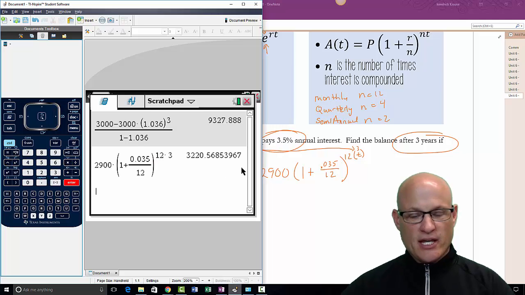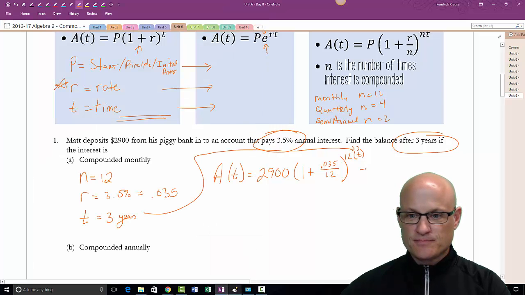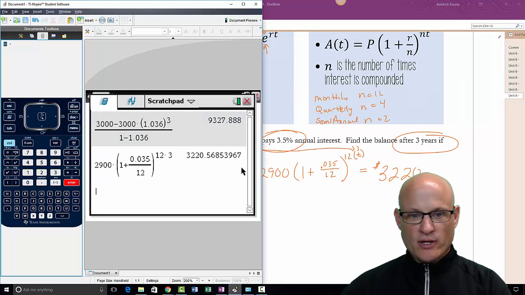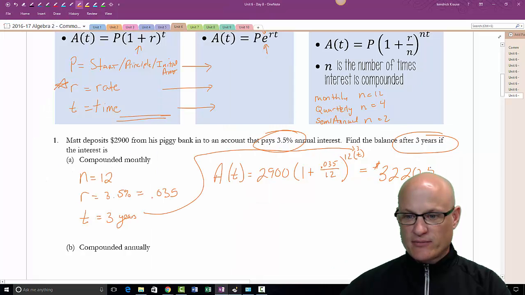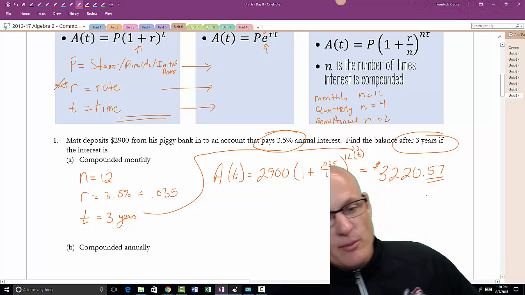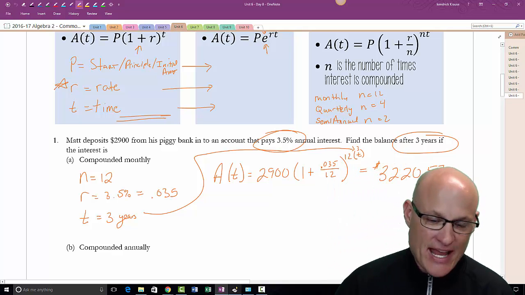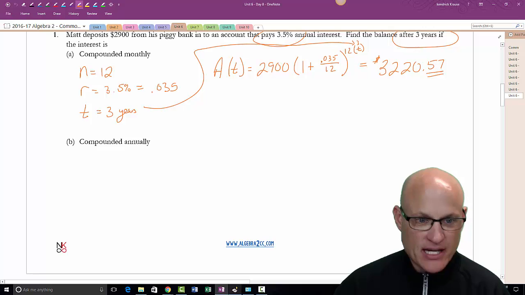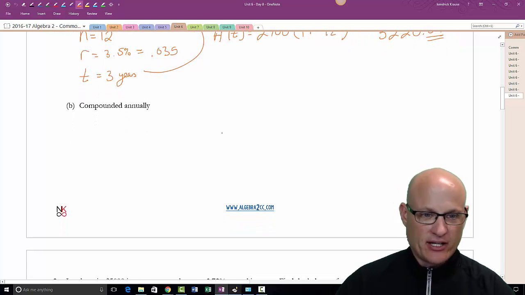And it'll be worth 3220.57, 57 cents. Be careful when you're talking about money. You always want to round to 2 decimals. All right. So what would it be if we compounded it annually? Then we're going to talk about what this actually means.